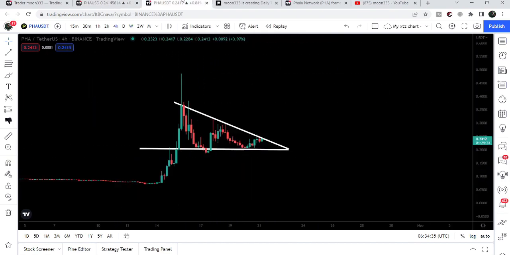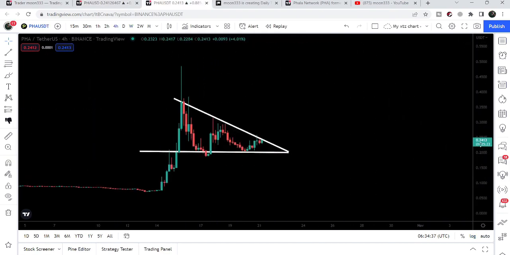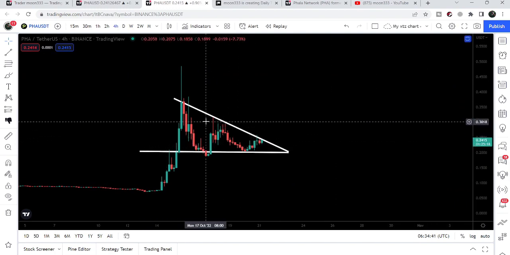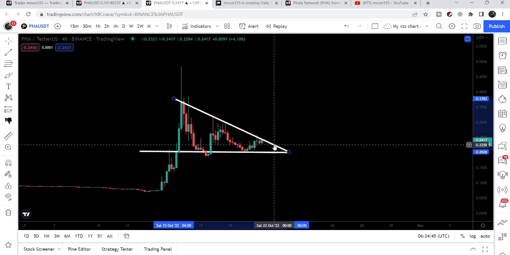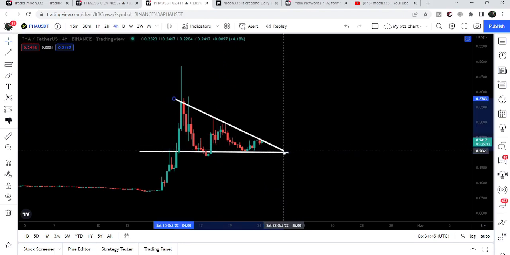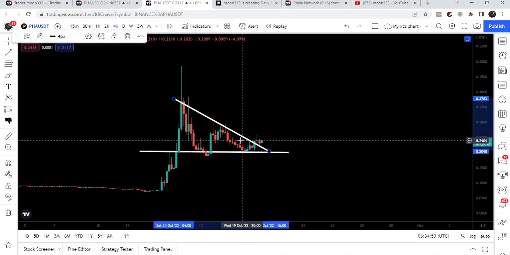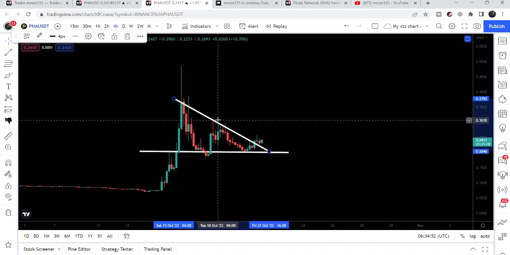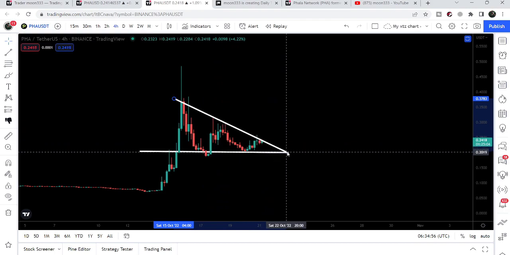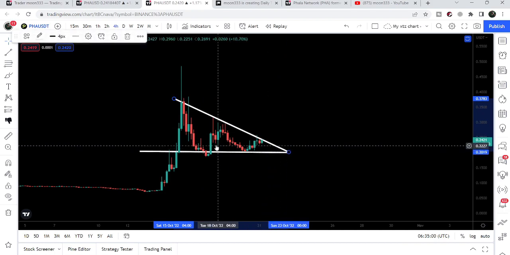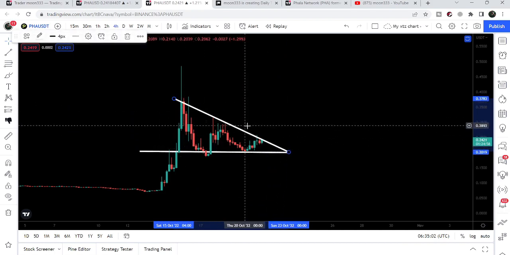But let me just share first this descending triangle with you that I was showing you in my previous video as well. And recently I have adjusted the resistance of this descending triangle. Previously I was following this resistance, but after this rejection you can see we have some more touch points. Therefore I think we need to wait more in order to break out. And now we have several touch points here.